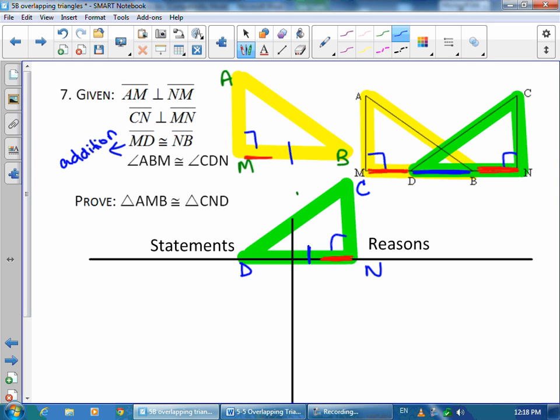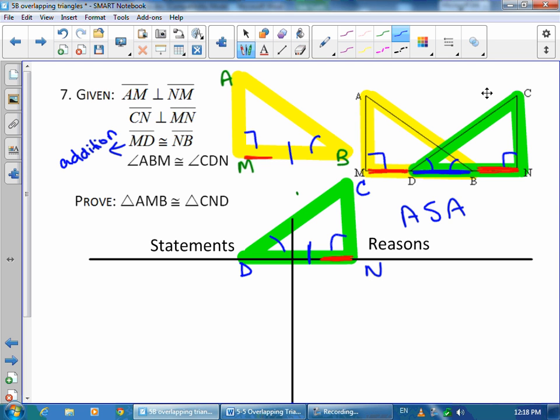And then I'm also told that angle ABM is congruent to angle CDN. So ABM is here, CDN is here, and it's a lot easier to see on our separated diagrams. So if you look, once we do everything we need to do, it looks like we're going to have angle, side, angle. This one's a little longer to write out just because there's more steps, but it's definitely doable.